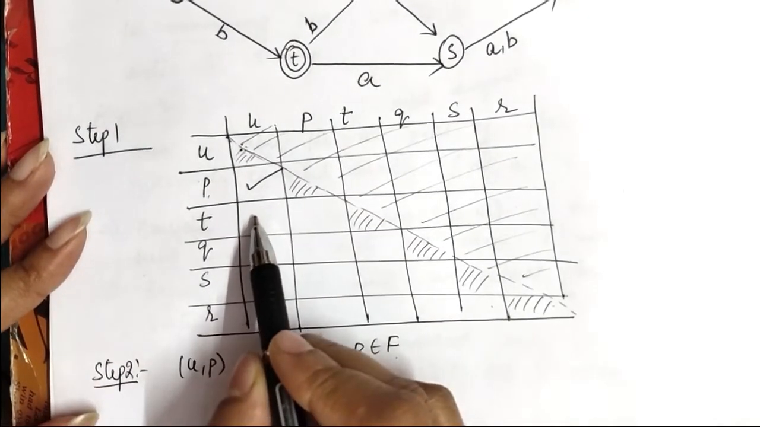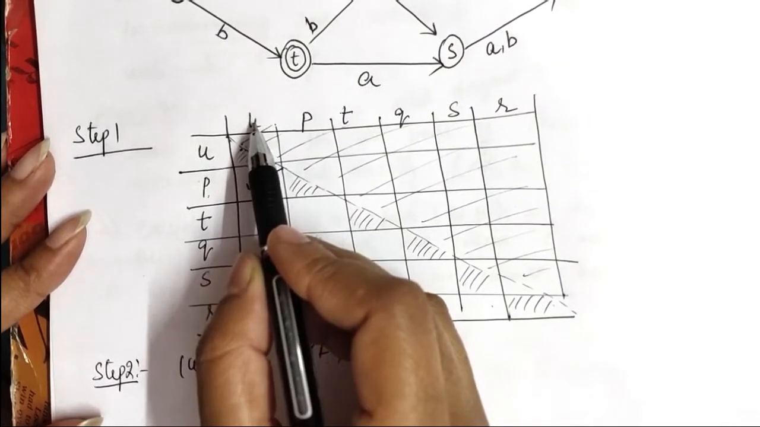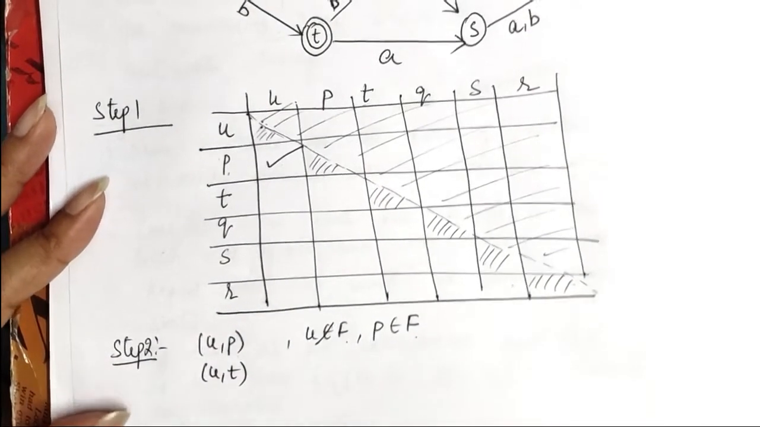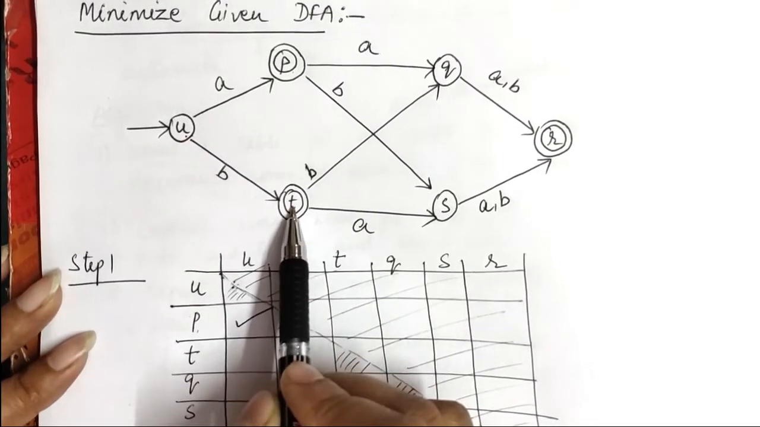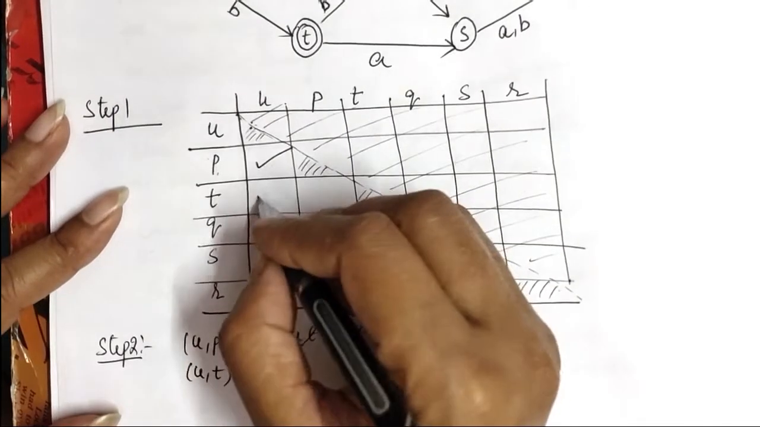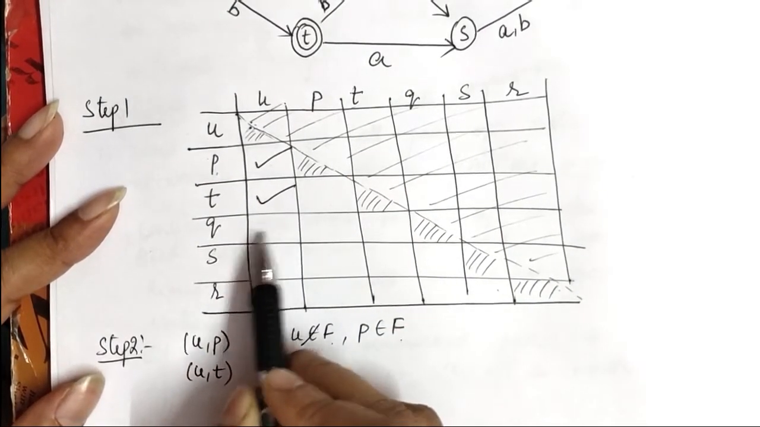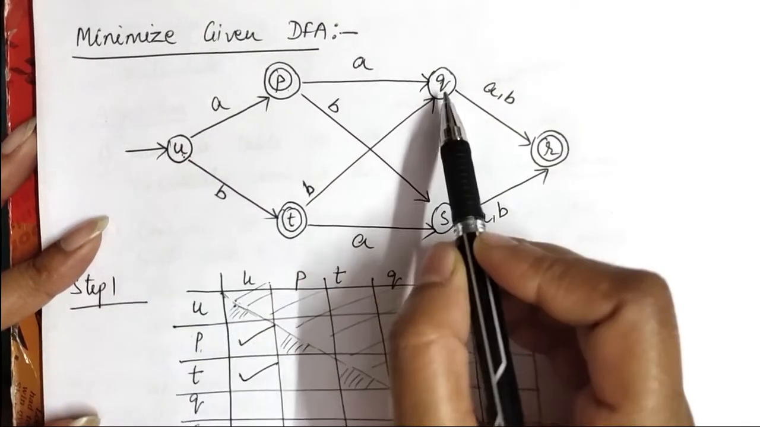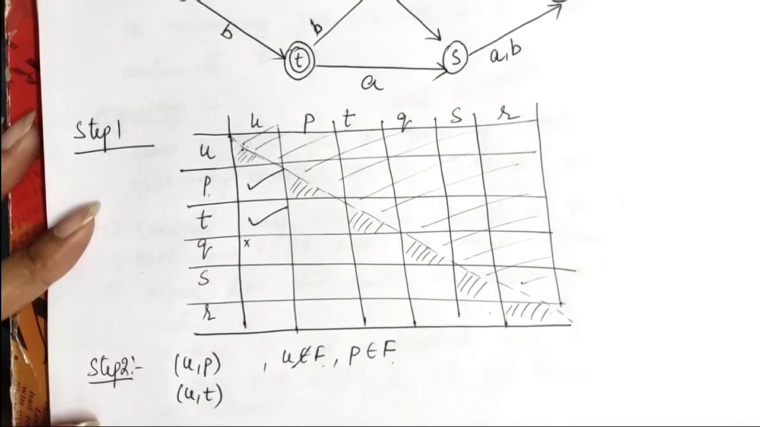So now the next pair is this cell. This cell means the pair is known as U comma T. For U comma T, see here, U does not belong to the final state and T belongs to the final state, so we mark it like this. Now the next cell is U comma Q. For U comma Q, U does not belong to the final state and Q does not belong to the final state, so we leave it as it is by cross.